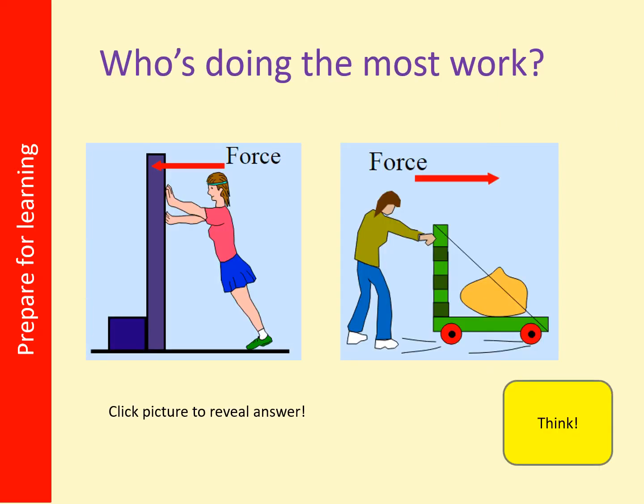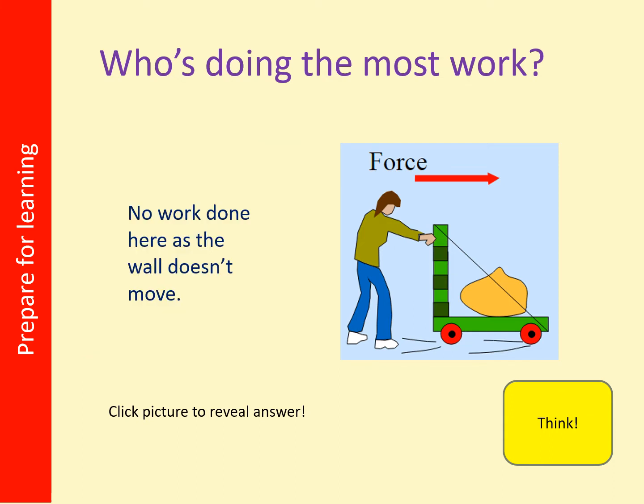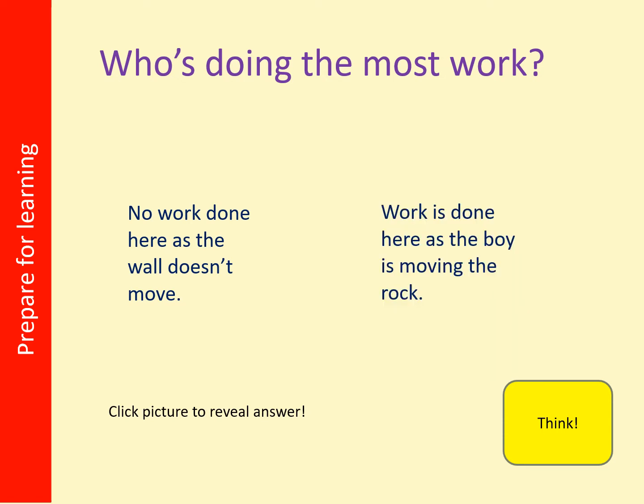This is our starter activity. In physics, we define work as something that is done when a force moves through a distance. Stop the recording here and see if you can answer this question. You should have realized in the first case, no work is done because the wall doesn't move. Whereas in the second case, work is done as the boy is moving the rock.